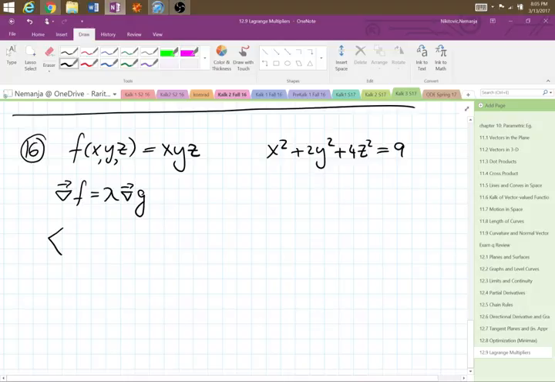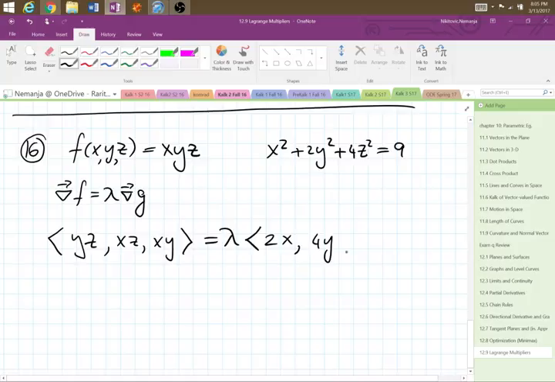All right, so what do I get? YZ, XZ, XY equals lambda times 2x, 4y.